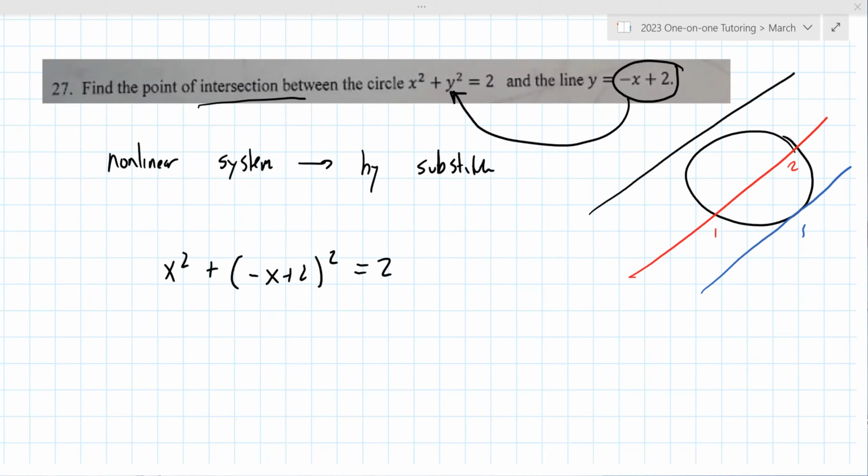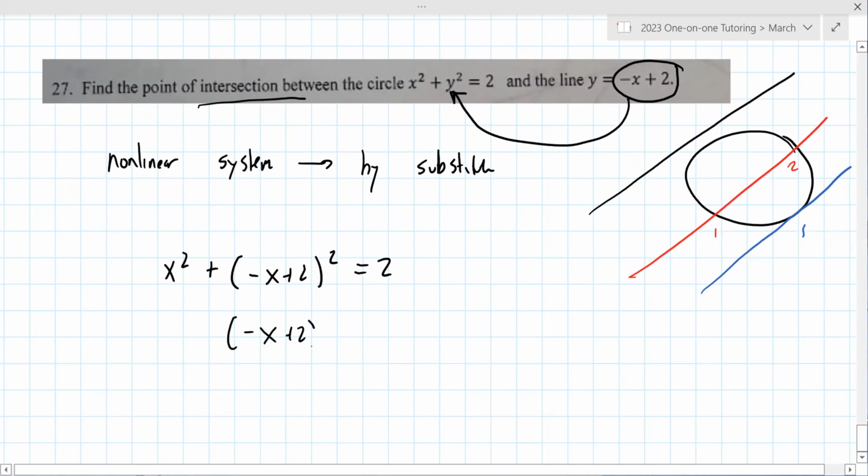So x squared plus negative x plus 2, squared, equals 2. Okay. So the correct way to proceed from here is to write out minus x plus 2 times minus x plus 2, and not to try something else that you might think is correct. And you will FOIL this.